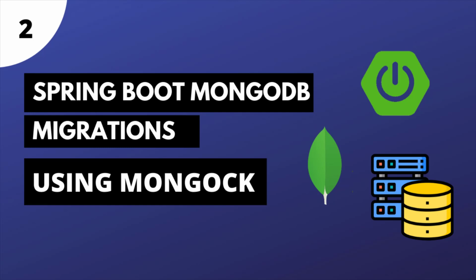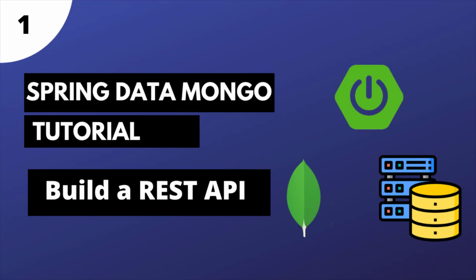In this video, we're going to learn how to apply database migrations for Spring Boot applications backed by MongoDB using a library called Mongock. We're going to pick up from where we left off in part one of this tutorial series, where we configured a Spring Boot application with MongoDB and created a simple REST API for the expense tracker application. So let's jump right into the video without any further delay.